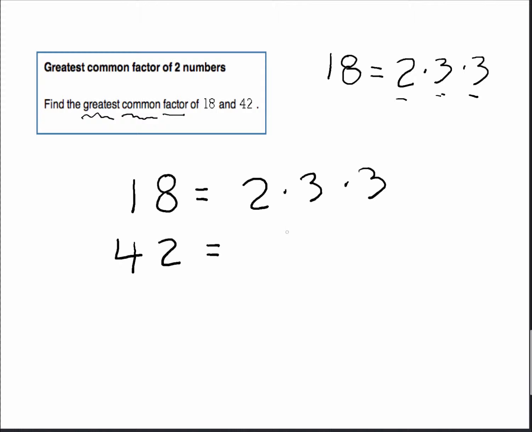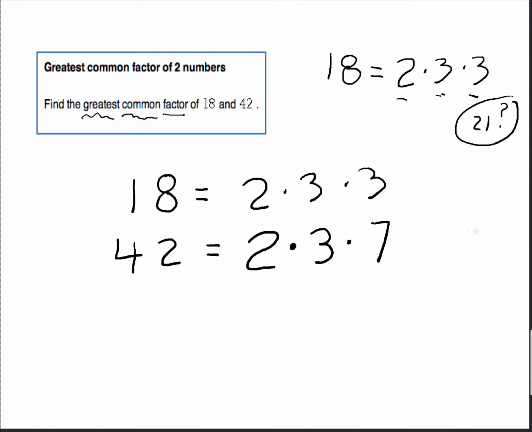In this case, let's see, I have to think about this. This doesn't happen immediately, but you think about this and you come up with it. I know that 42 is divisible by 2, so it's 2 times 21. Now I'm thinking about the number 21. Well, let's see, it's not divisible by 2, but it is divisible by 3. So rather than writing 21, I'll write down 3 times 7.